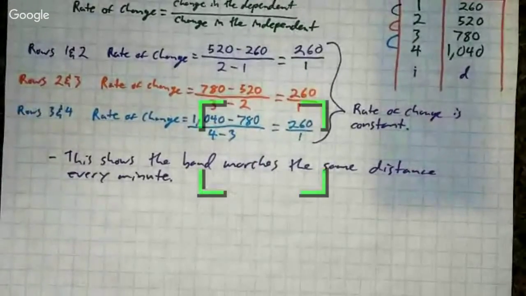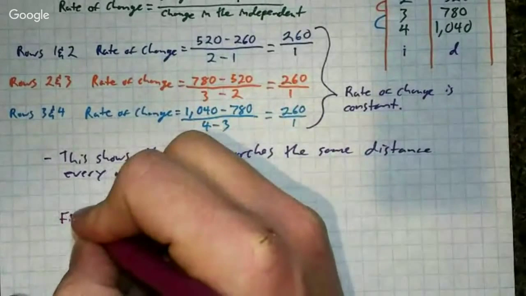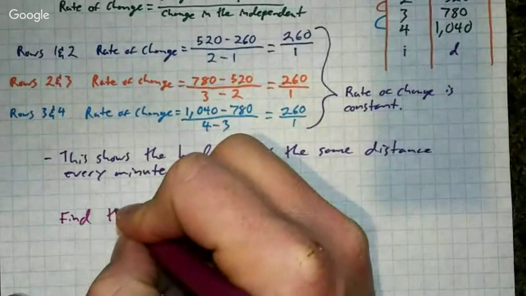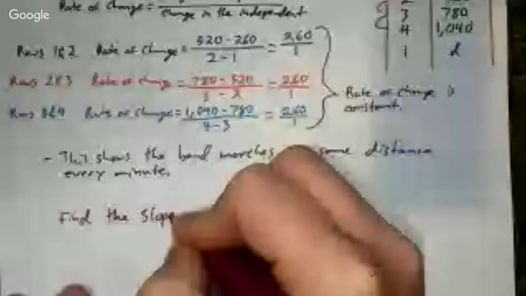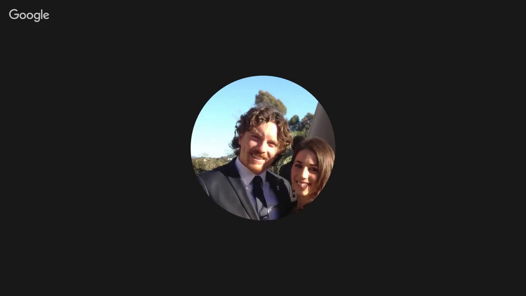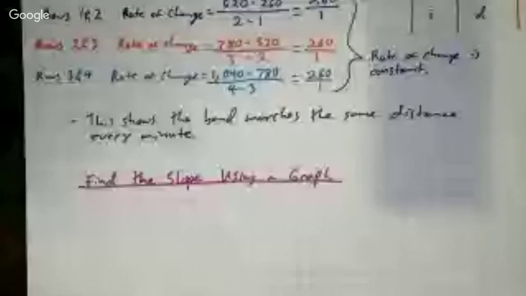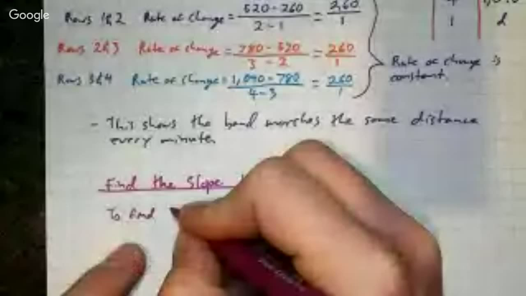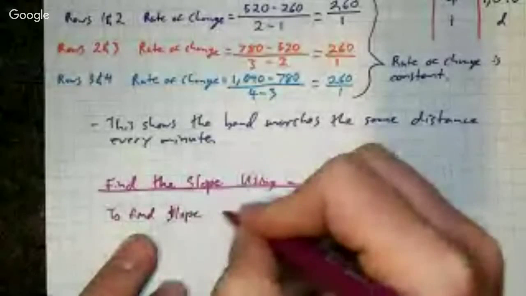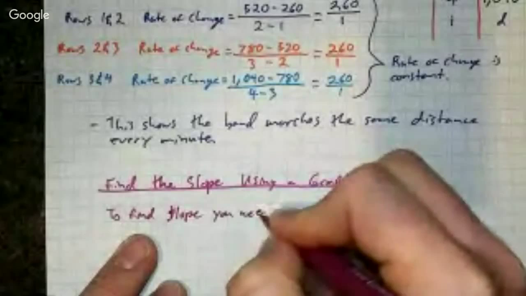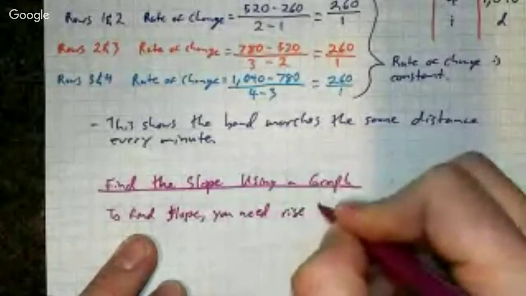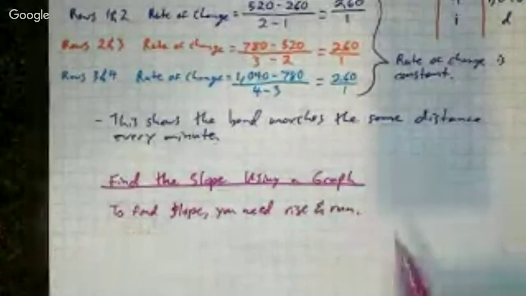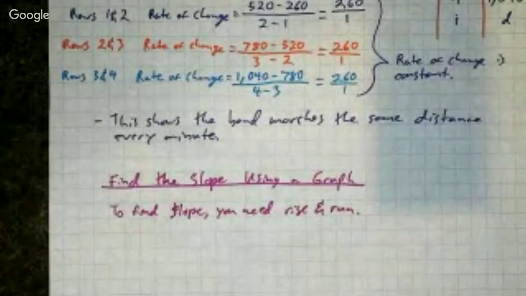So for me, this next part I like quite a bit, which is to find slope using a graph. Now this one I like quite a bit. So remember that to find slope, you need rise and run. You need both, the rise and the run.